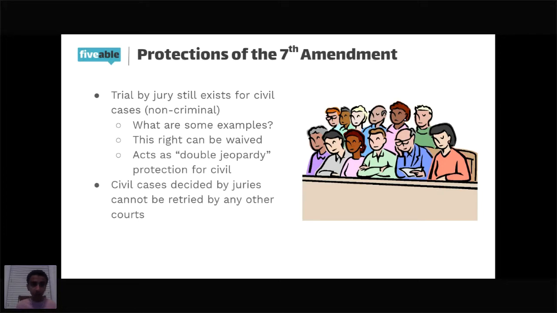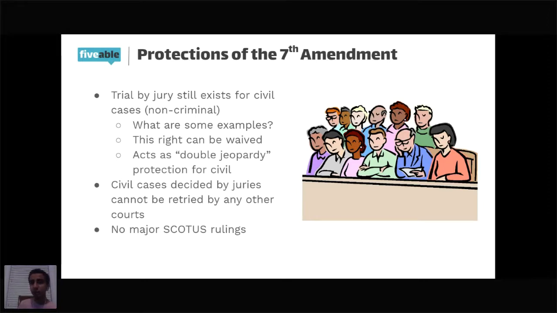And then again, this is just talking about double jeopardy. Civil cases decided by juries cannot be retried by any other court. And there have been no major Supreme Court rulings that relate specifically to the 7th Amendment. A lot of times we did see with the 4th Amendment, Mapp versus Ohio, 5th Amendment, Miranda versus Arizona, 6th Amendment, we saw Gideon versus Wainwright.